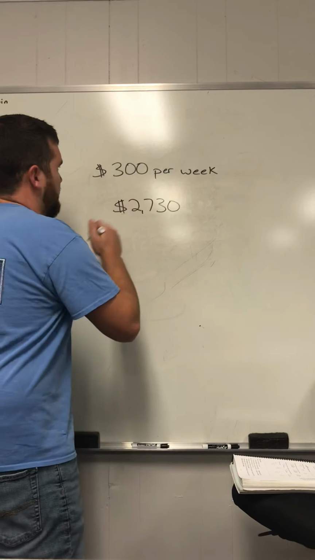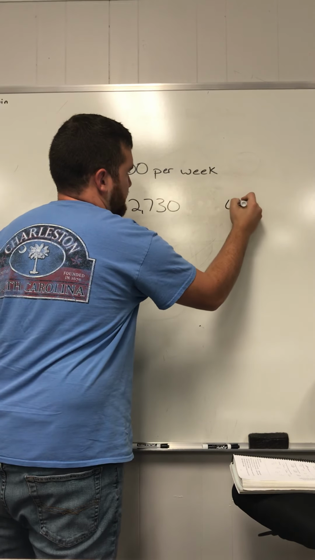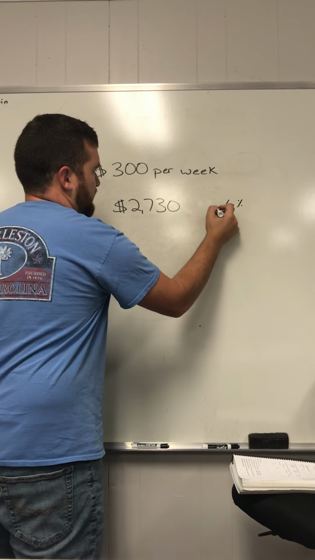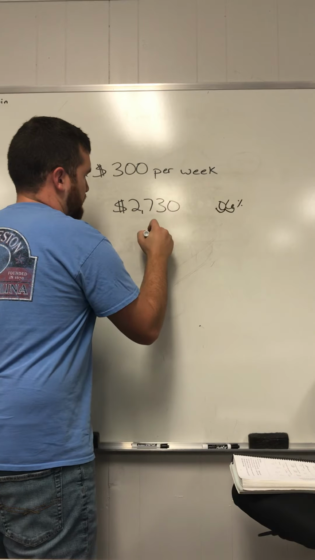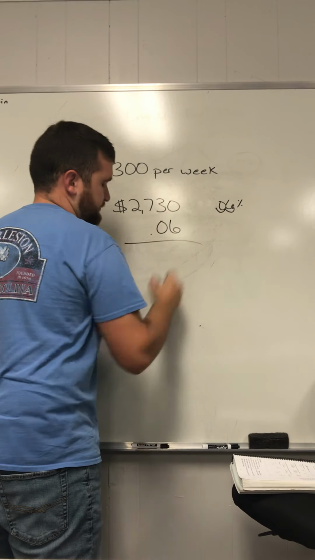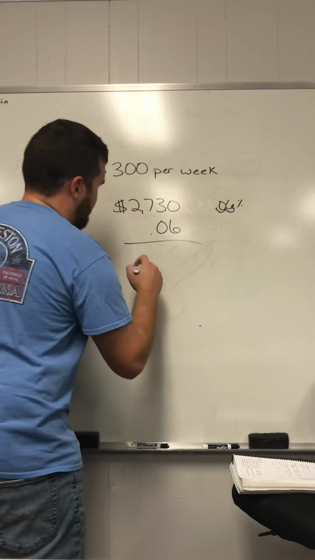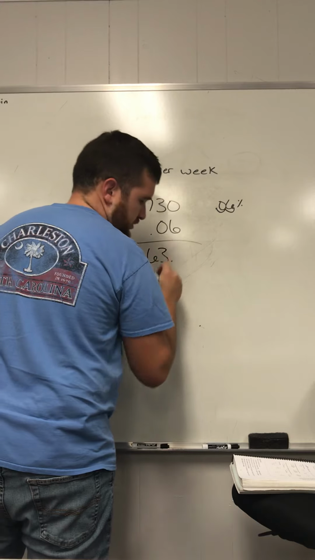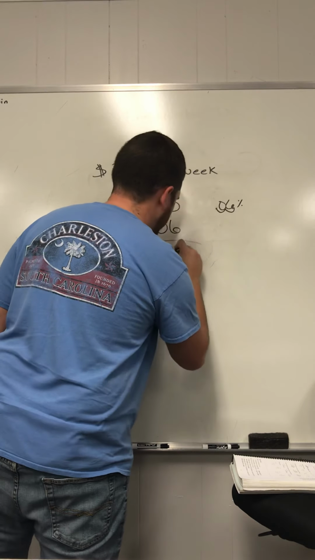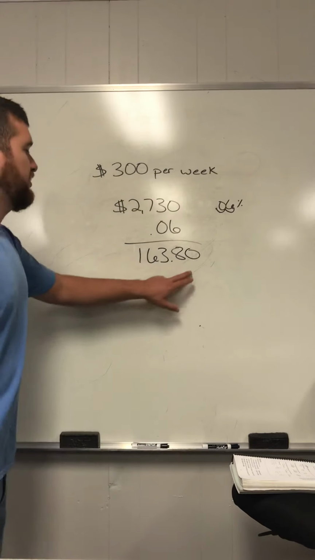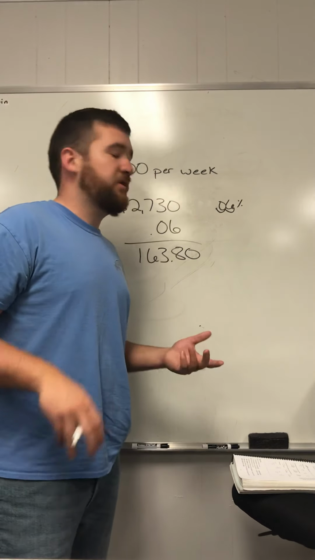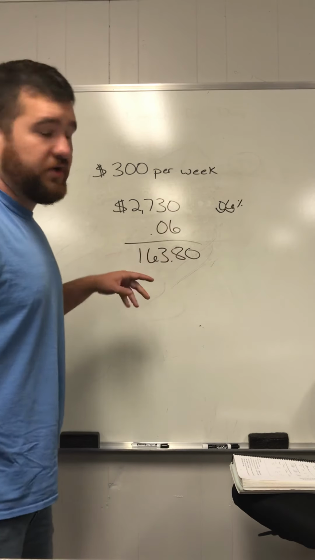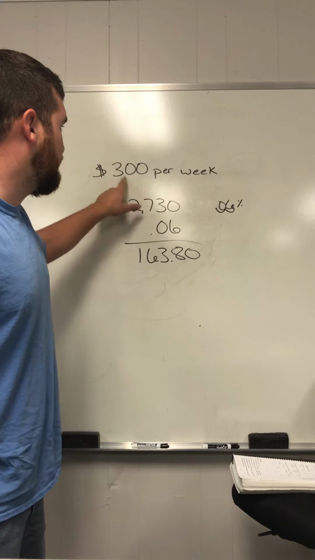So he would do just like we did last time. He's making 6% commission. We're getting rid of the percent. So we're going to go 0.06. All right. That's going to give us $163.80. So he made $163.80 on his sale here. So he gets this, plus at the end of the week he's also going to get this.